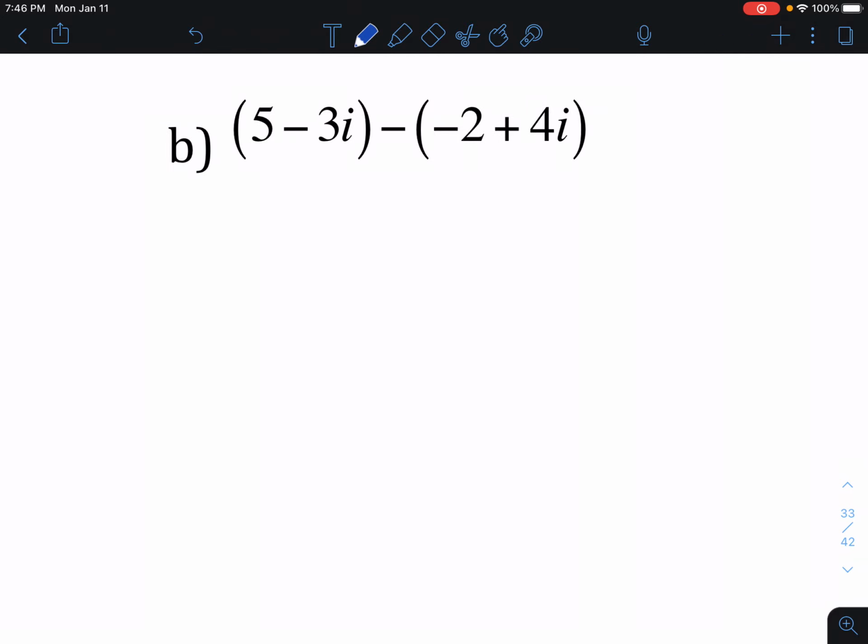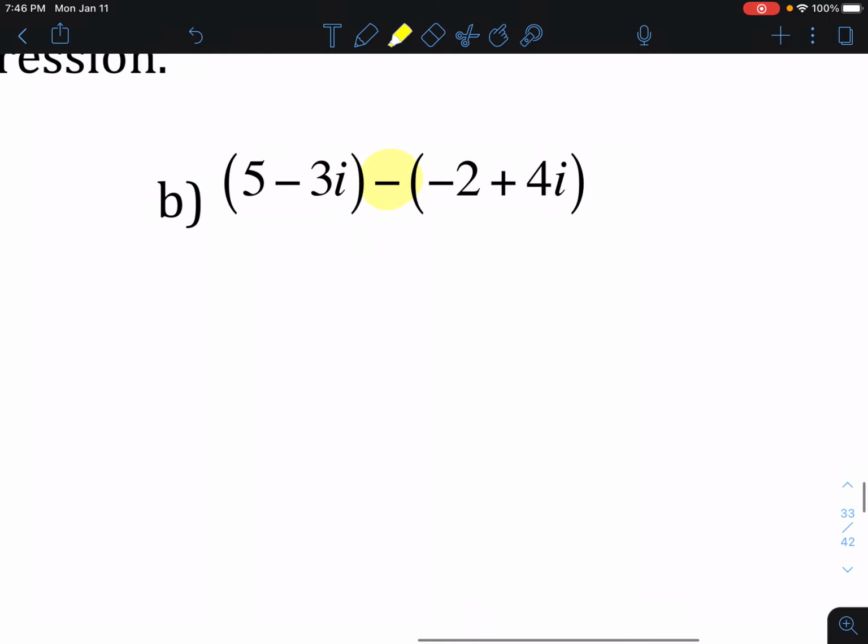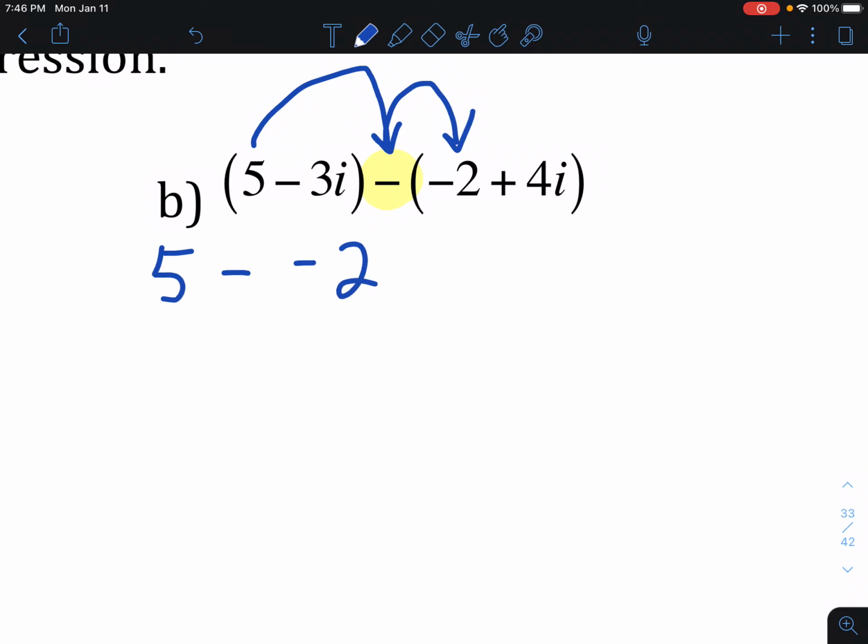Letter B is a subtraction problem. Look at the minus in between the parentheses. So we are going to subtract like terms. So we do 5. Let me show that a little differently. 5 minus negative 2. That would be 5 plus 2, which is 7.